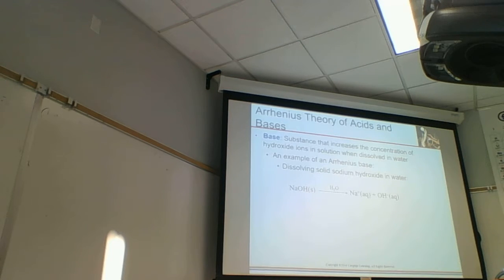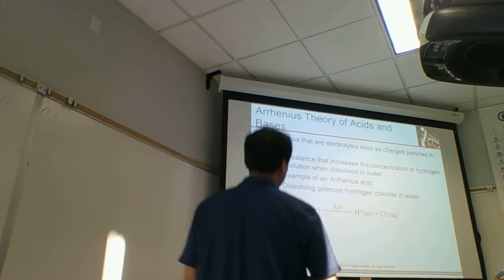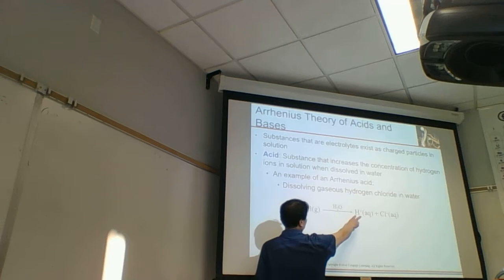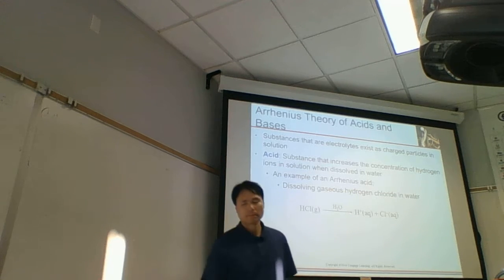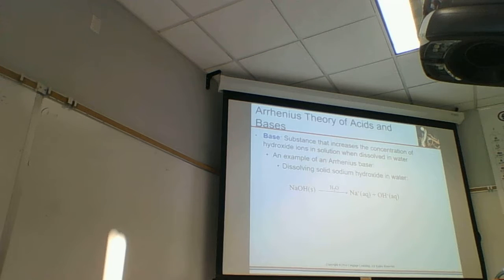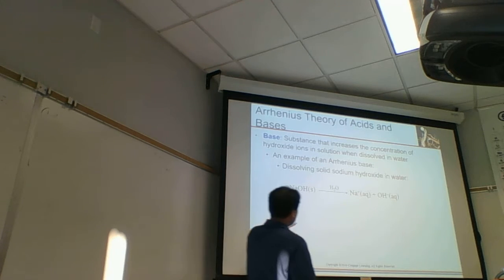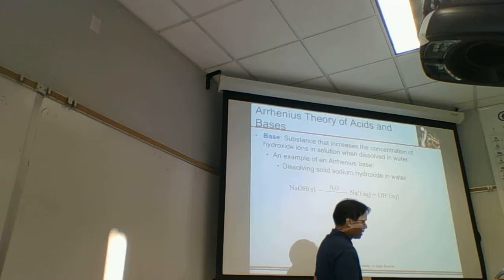There are three definitions for an acid base. Arrhenius. Arrhenius acids have H+. Arrhenius base is hydroxide, OH minus. So Arrhenius acids have H+, Arrhenius bases have hydroxide.